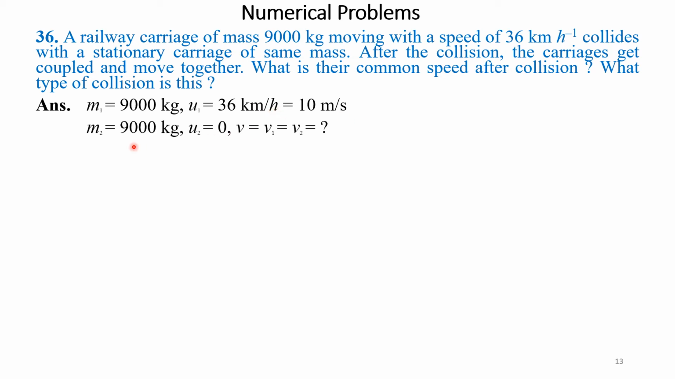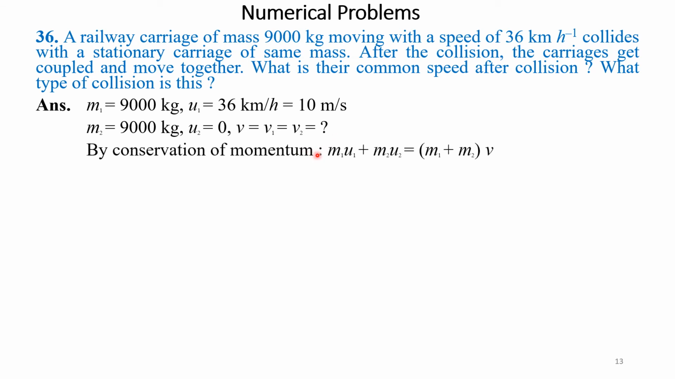Next step. The second wagon, which is stationary, M2, is also equal weight, 9000 kgs, because it is the same mass. Therefore, the initial velocity of M2, which is stationary, u2 equals 0. We have to find velocity v1, which is equal to v2, equals what? Because after collision both are moving with the same velocity v, where v1 is the velocity of the first carriage and v2 is the velocity of the second carriage.